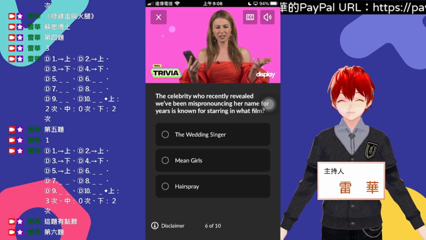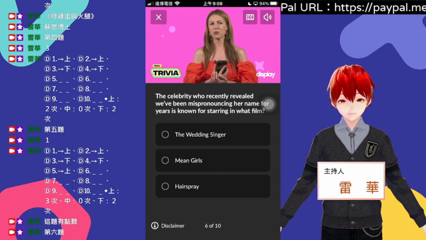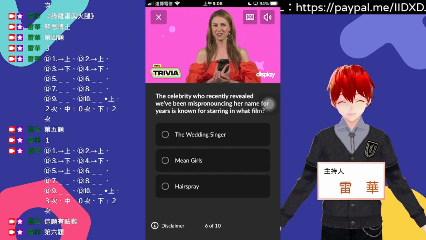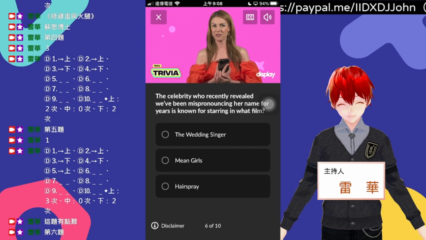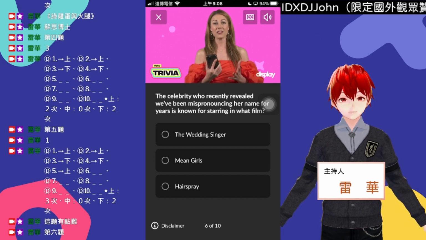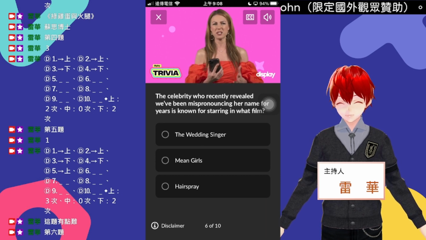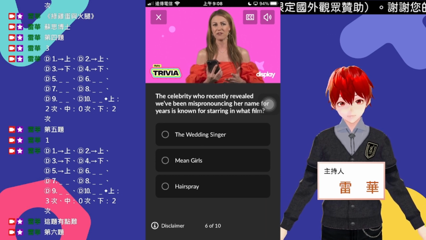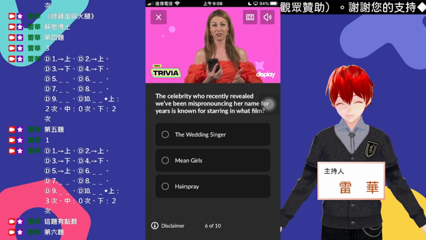Halfway there, question 6. The celebrity who recently revealed we've been mispronouncing her name for years is known for starring in what film? The Wedding Singer, Mean Girls, Hairspray.